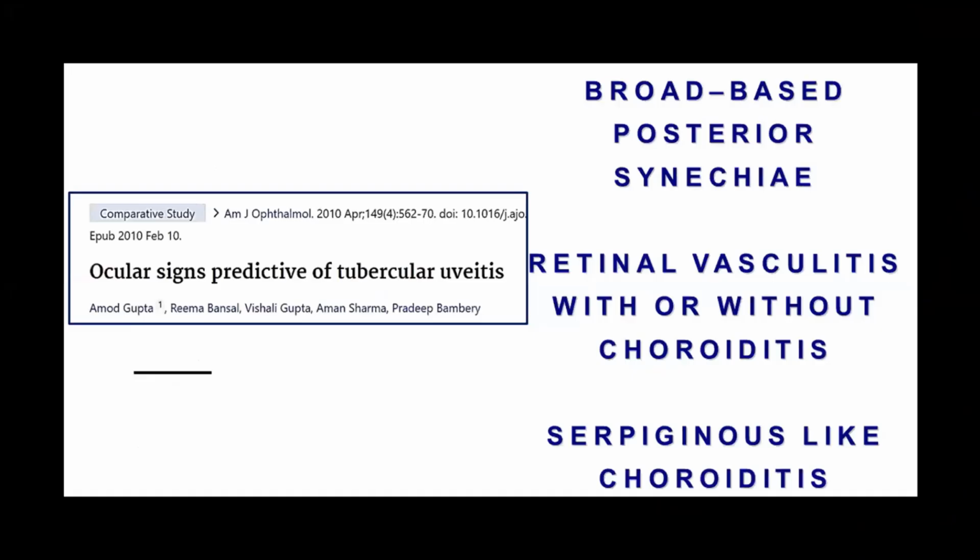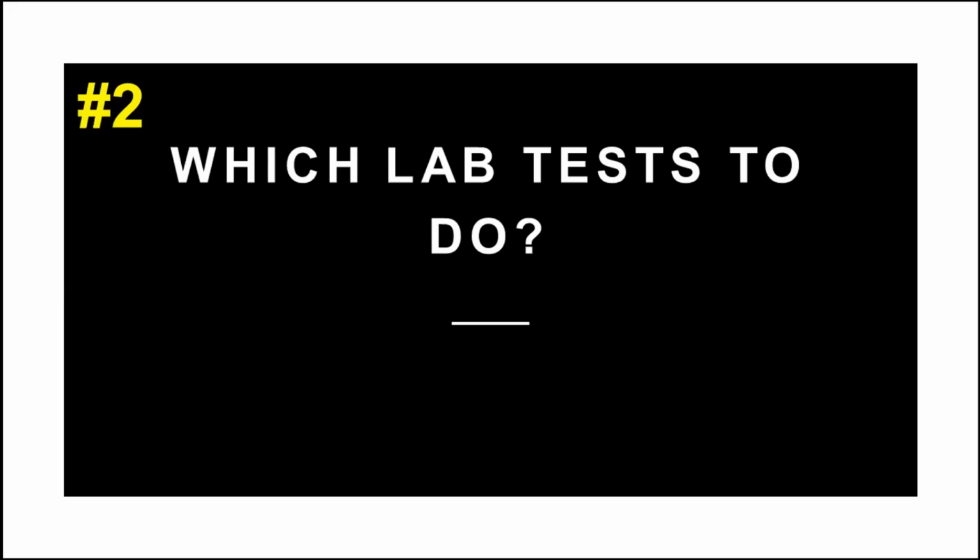This is an elegant study done by Dr. Amod Gupta from PGI Chandigarh. He classified tubercular uveitis and non-tubercular uveitis, and then calculated the ocular signs predictive of tubercular uveitis, and found broad posterior synechia, retinal vasculitis with or without choroiditis, and serpiginous choroiditis, particularly multifocal serpiginoid choroiditis, is of tubercular etiology. So we know about the clinical phenotype of tubercular uveitis.